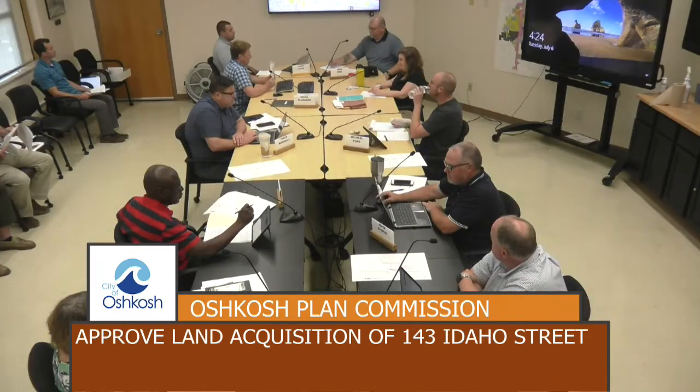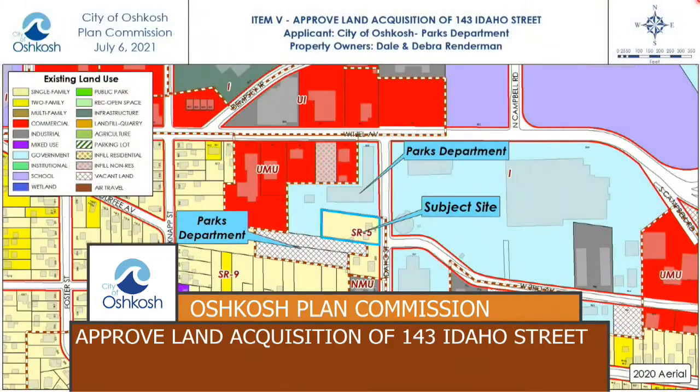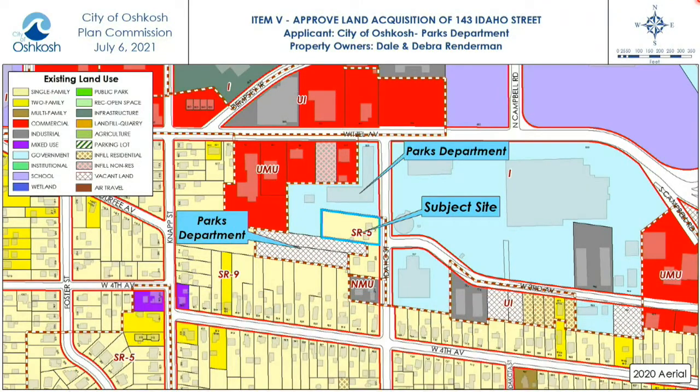Again, the city's Parks Department is requesting approval to acquire the property located at 143 Idaho Street. On the screen is the existing land use map, the subject site in the center here, which contains a single-family residence, detached garage, and other accessory structures. The site is located just south of the Parks Department Facilities Building, and north of some vacant parcels currently utilized by the Parks Department.